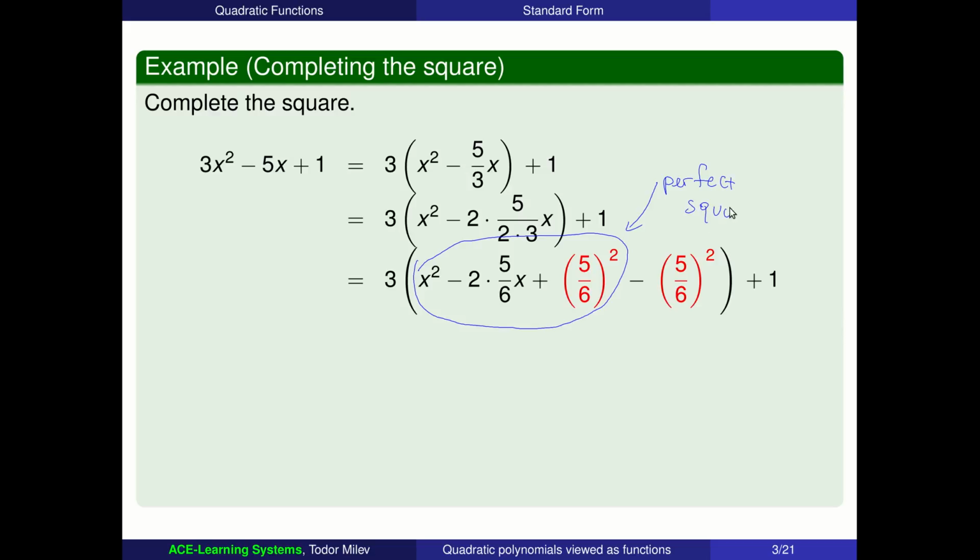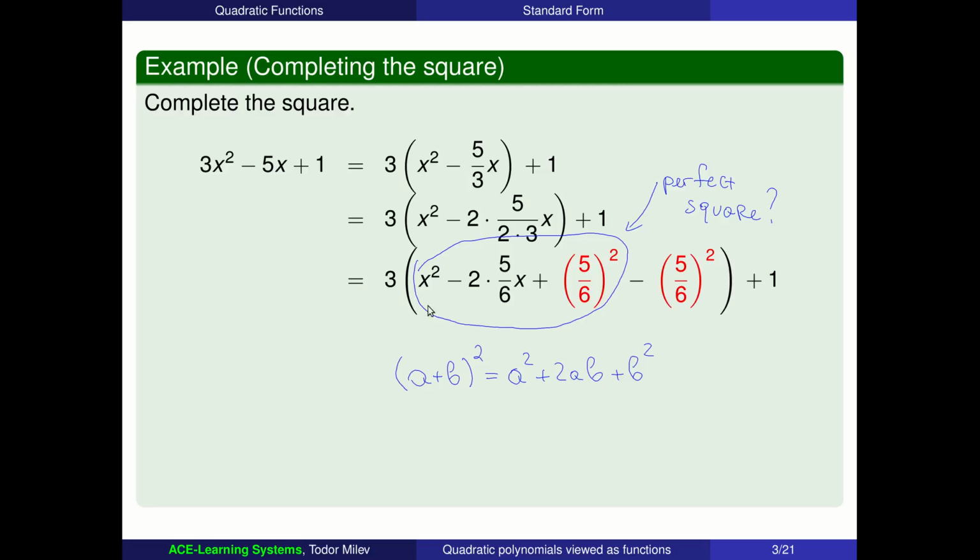But why is that a perfect square? Well, let's think about it for a while. What happens when you take the expression a plus b and you square it? What's the formula for a plus b squared? Well, I'm sure you remember that it is a squared plus 2 times ab plus b squared.